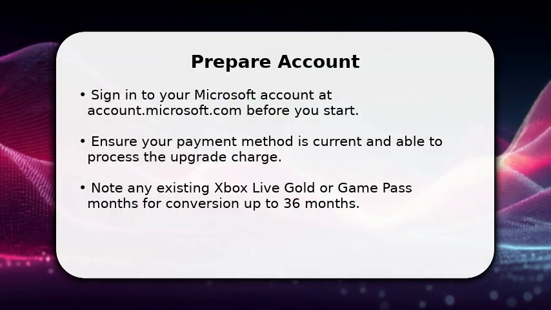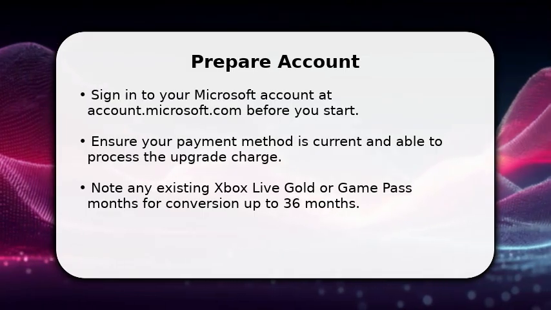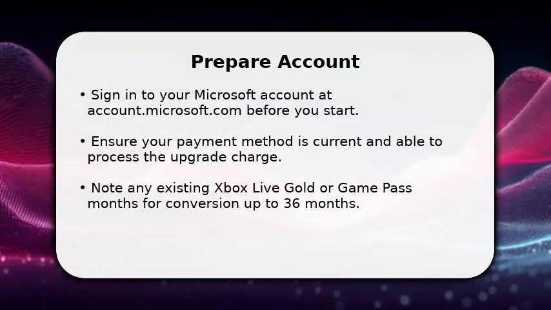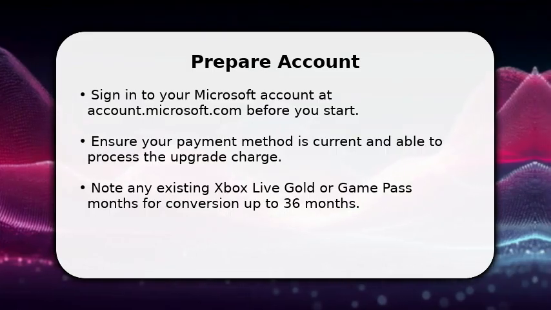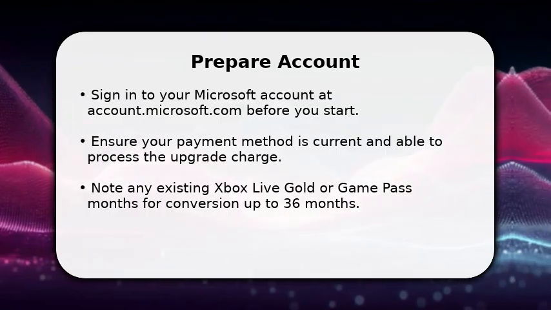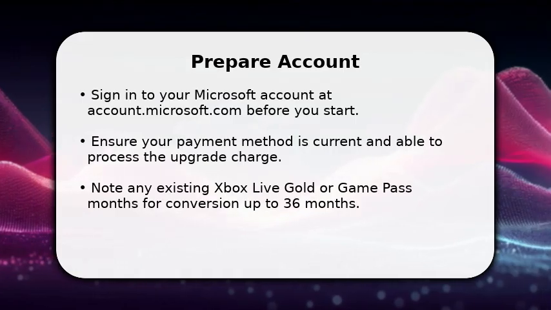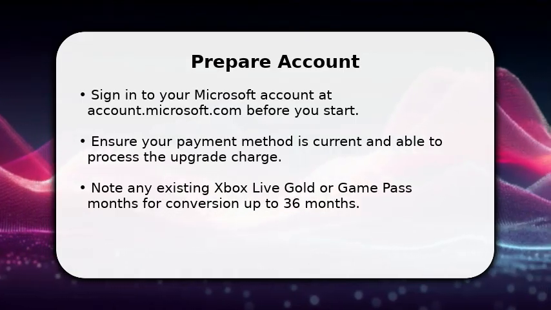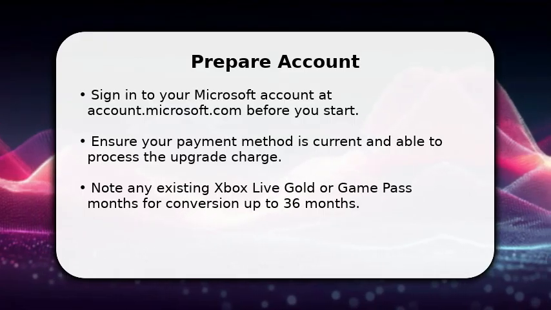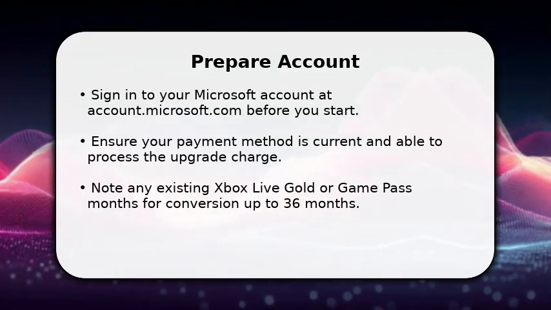Sign in to your Microsoft account at Account.Microsoft.com before you start. Use the account tied to your Xbox profile. Ensure your primary payment method is current and can process the upgrade charge. Check your existing subscription type, such as Xbox Live Gold or Game Pass Console or PC.